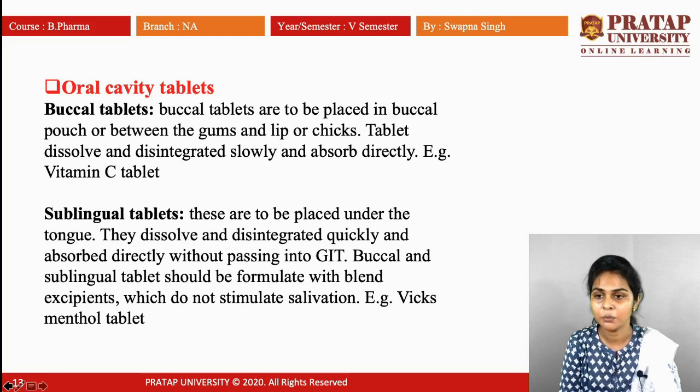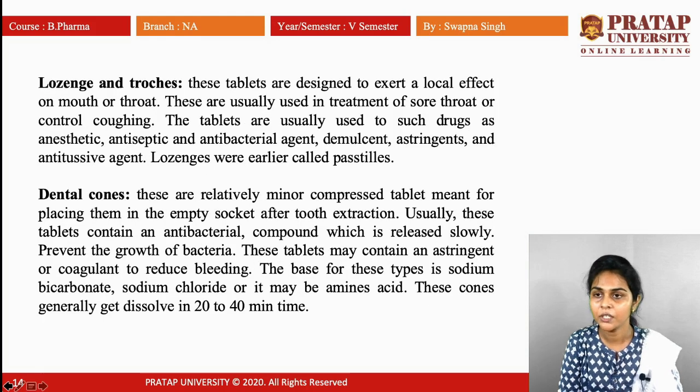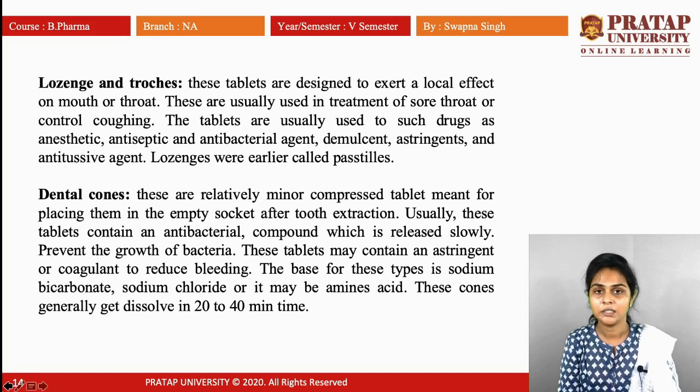For example, Vicks menthol tablets. Next is lozenges and troches. These tablets are designed to exert a local effect on the mouth or throat. These are usually used in the treatment of sore throat or controlled coughing.